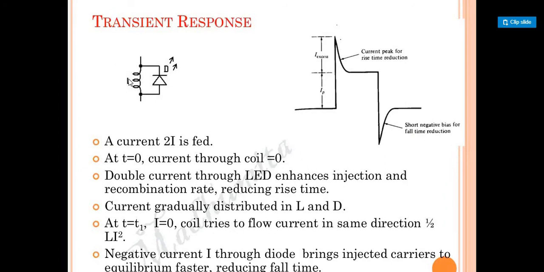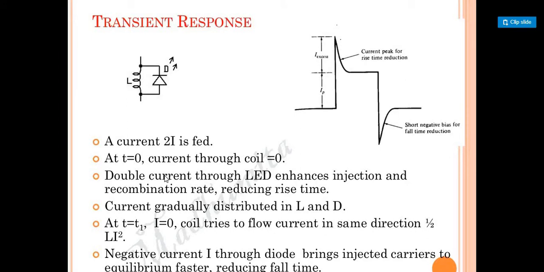In order to achieve this, a current of 2I is going to be fed to that particular response. At t equals 0 seconds, the current through the coil will be 0, meaning its initial value when there is no current, because we are connecting one inductor. What is the use of the inductor? It is used to remove the peaking current to the LED. Similarly, double current through the LED, if you take 2I, enhances injection. It is going to increase the injection and recombination rate, reducing the rise time, which will be obtained by using this relation.